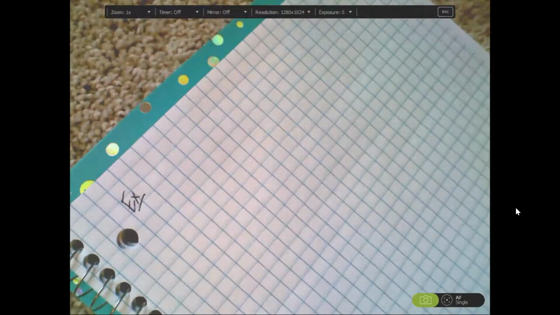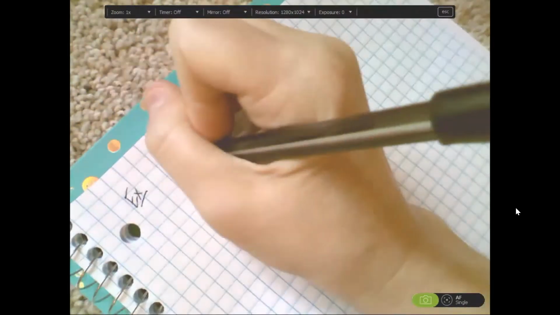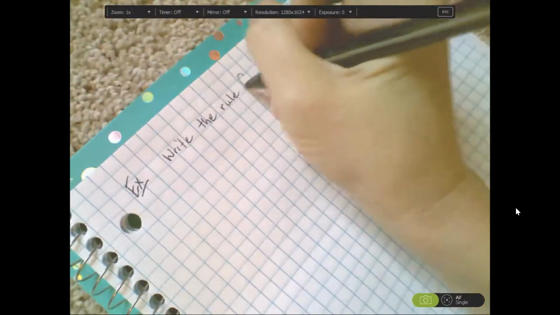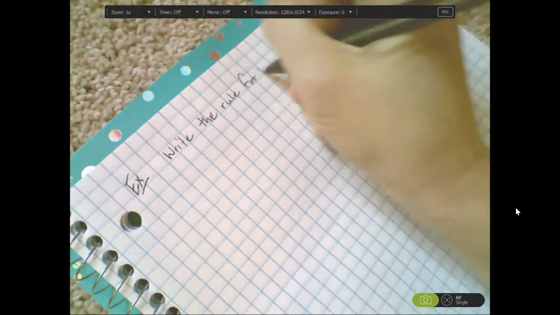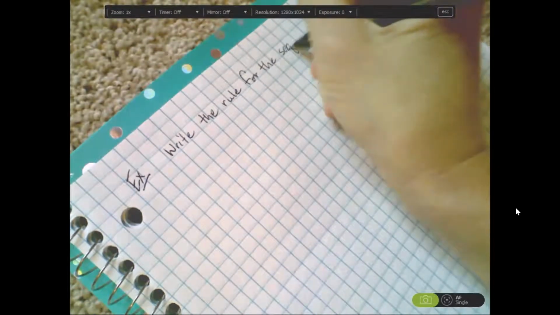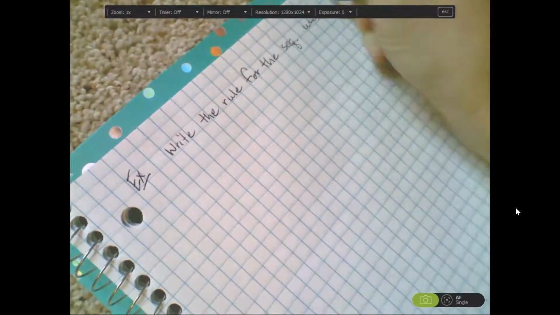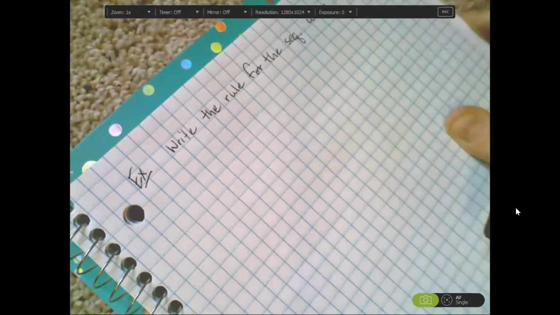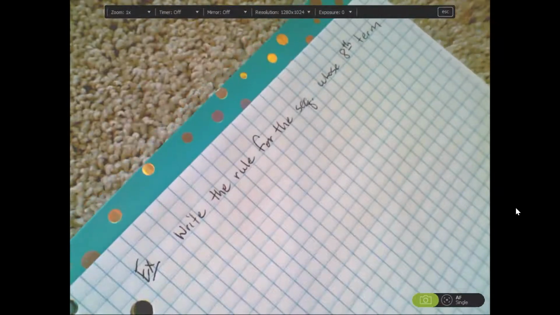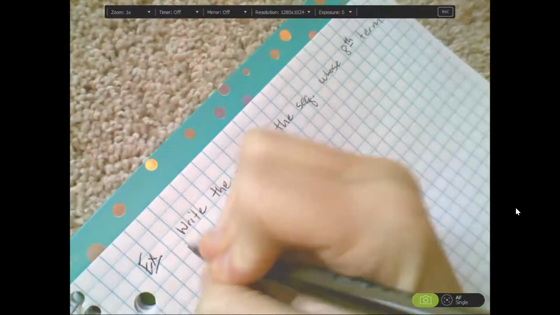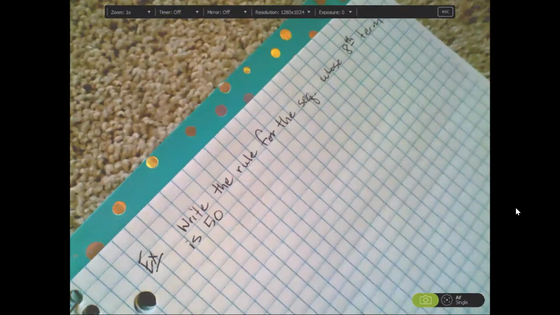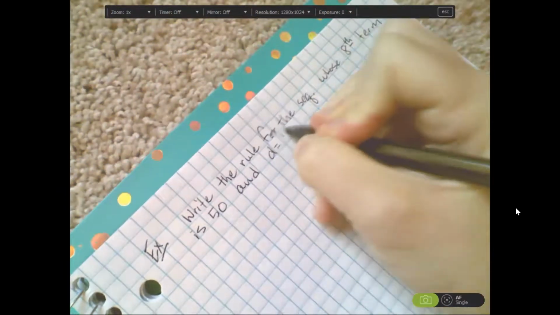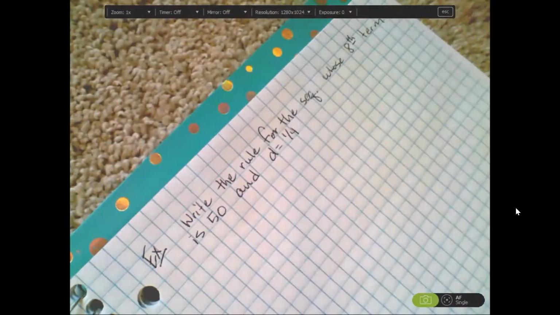Let's say we want to write the rule for the sequence whose 8th term is 50, and our common difference is 1/4.